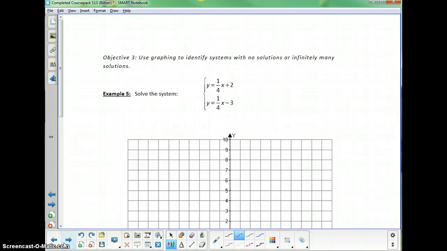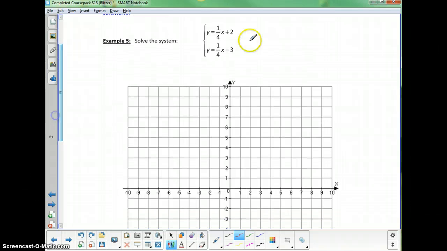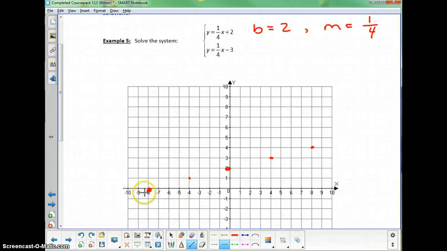Okay, let's go ahead and graph each of these. These two equations are already in slope-intercept form, so I'm just going to start by graphing them. My b value is 2 in the first one, and my slope is 1/4. So I'm going to start with a b value of 2, and the slope of 1/4 means up 1 over 4, or down 1, back 4. And let's connect these.